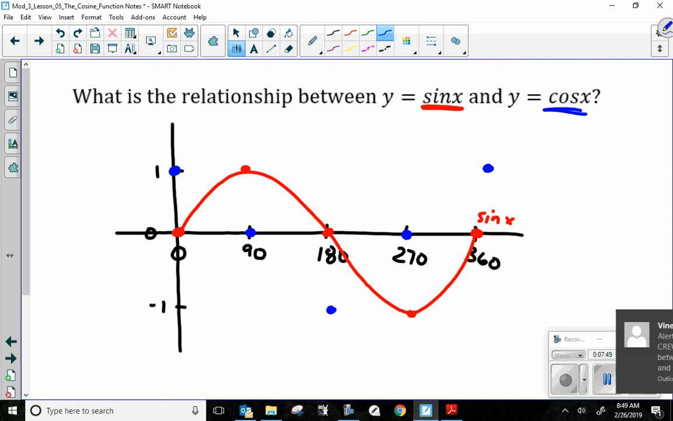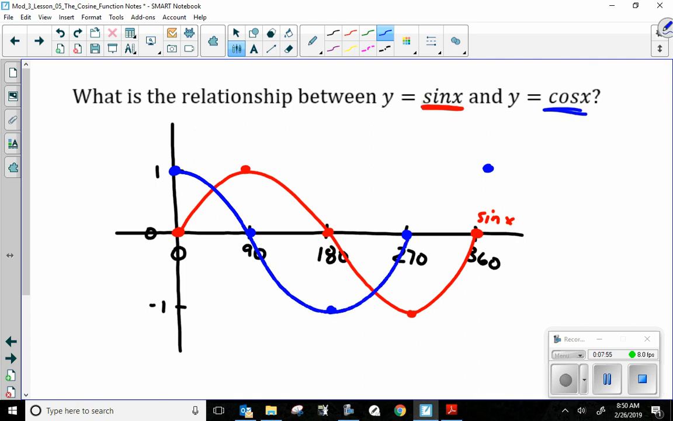Okay, in the middle, in between my high and low points, that's where these zeros are, and then it kind of curves like this. Boom, very good. Now, what's the relationship between those two? That would be the cosine of x.